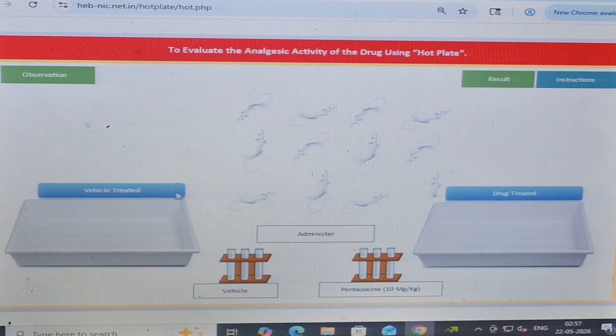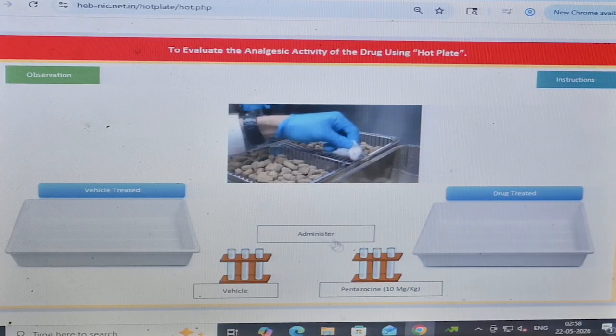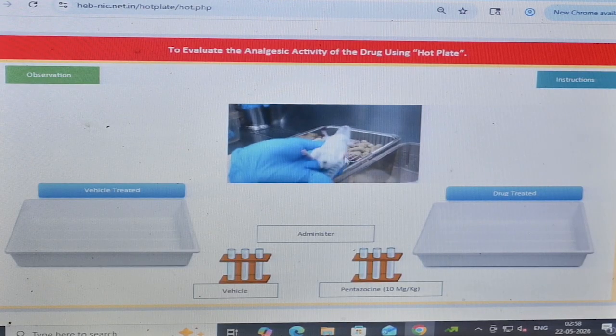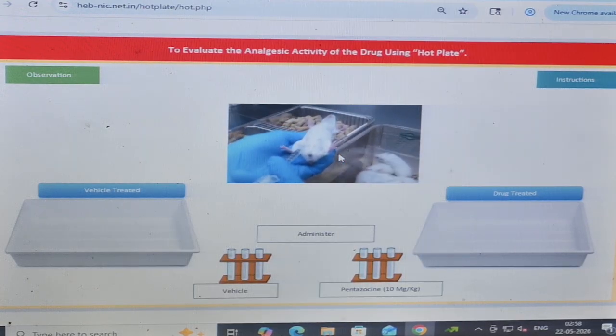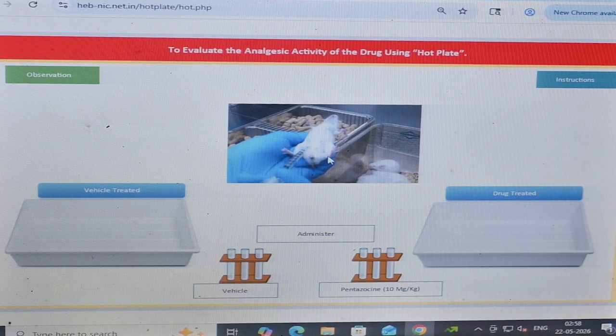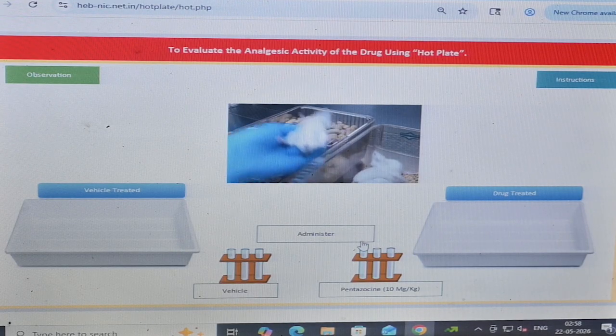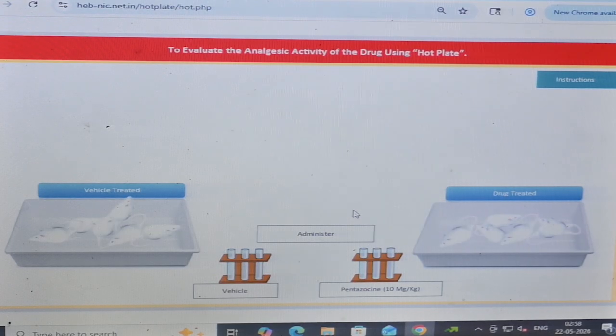So now these are the vehicle treated. It is two groups, one is the vehicle treated, another one is the drug treated. Vehicle treated means the control group, and drug treated means the drug pentazocine, 10 mg per kilo, will be used in the practical. So now go to the administration. First we induce the administration of pentazocine into the animal. The route is IP, that is the intraperitoneal route. Now after administration the animals are separated.